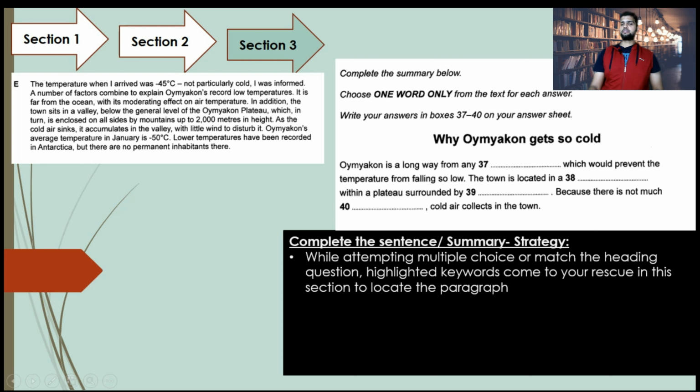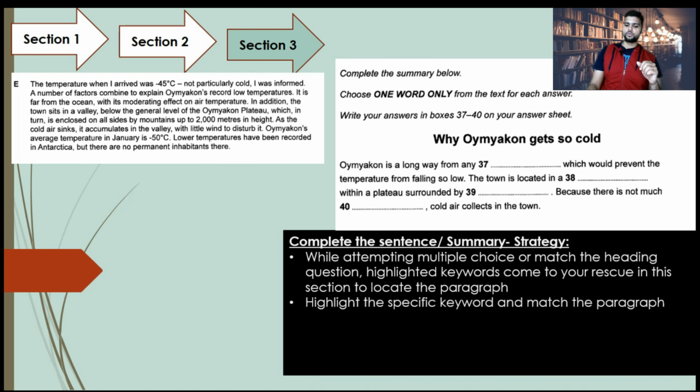It is mainly about the summary questions. The difficulty level is high because people find it very difficult to trace back to the passage where a particular statement is located. That is a very difficult area for you. So highlight the specific keyword and match the paragraph. For example, now here, long way from, it should prevent the temperature from falling. The town is located within a plateau.